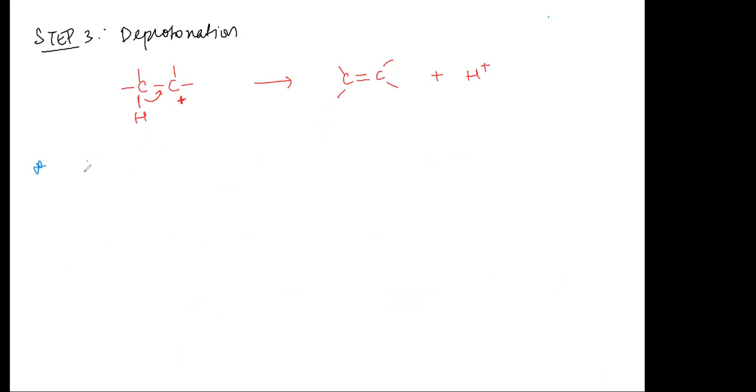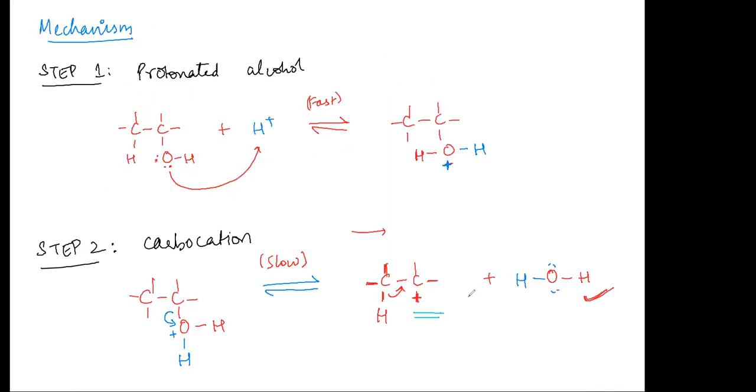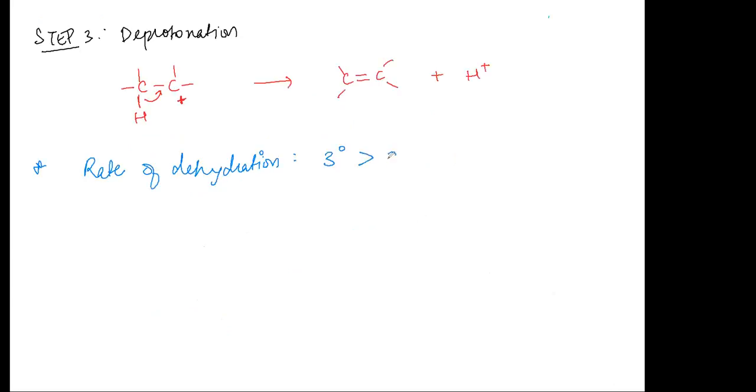So, rate of dehydration. If you look at the fact that there is a carbocation being formed, a tertiary carbocation is more stable, which is why this particular reaction favors forming the carbocation here. So tertiary will have the highest rate, followed by secondary, followed by primary. Okay, so this is all about dehydration.